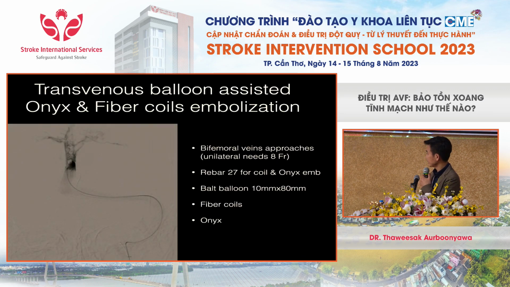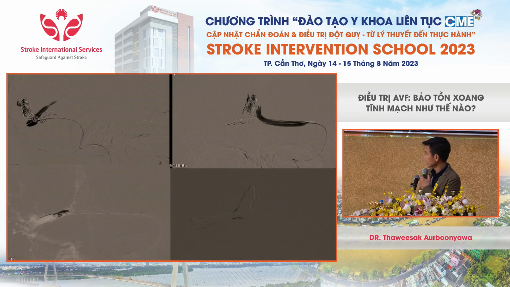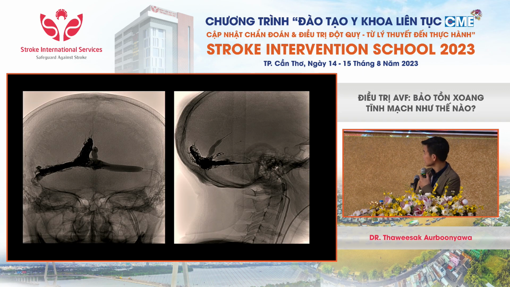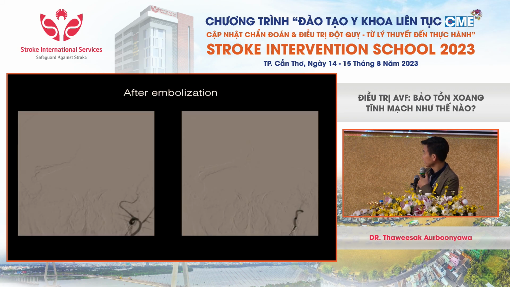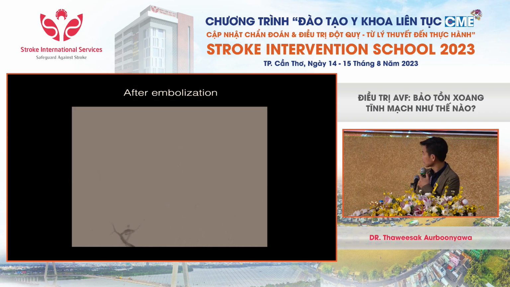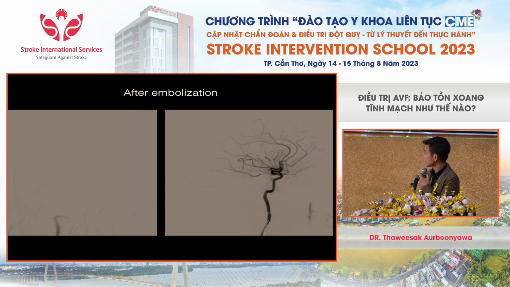Okay, I went from the left jugular, and then I used the balloon to protect the left transverse sinus and also the straight sinus. For the rest of the sinus, I sacrificed it. And then this is after embolization. The shunt was gone.